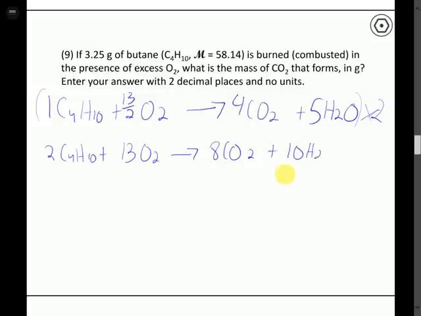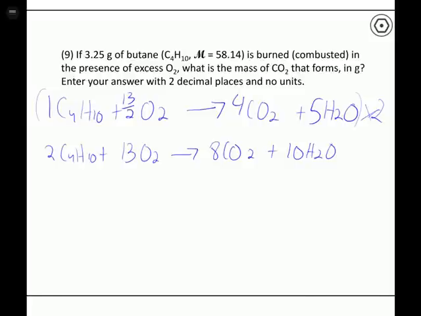Now, it doesn't really matter if we have fractional coefficients. It's not going to hurt how we approach the problem. And especially for this one, because we're told that O2 is in excess. So really, the coefficient in front of O2 doesn't even matter for this problem, so we're not considering the amount of O2 at all. We need to know the ratio of C4H10 to the product CO2, which is what we're interested in. So it's either 1 to 4 or 2 to 8. Both of those will work equally well.